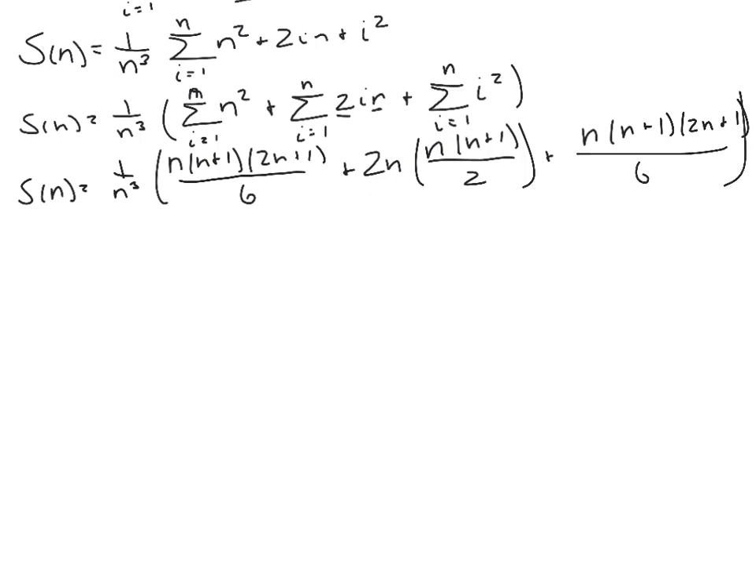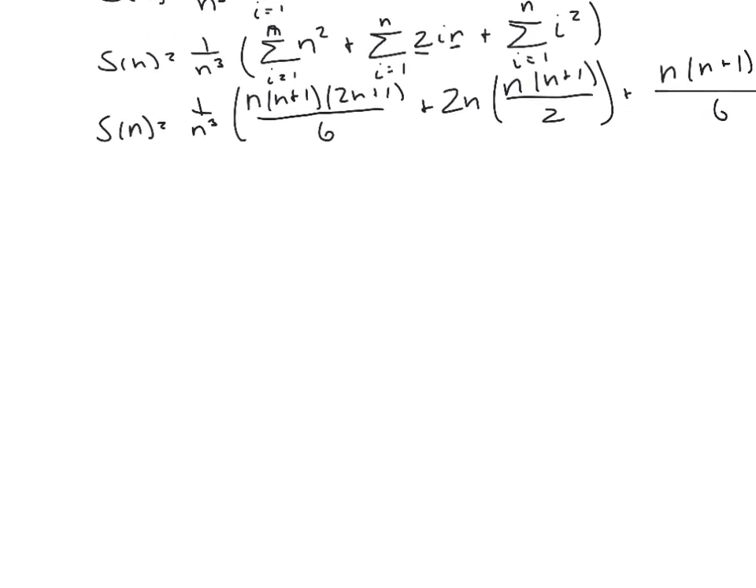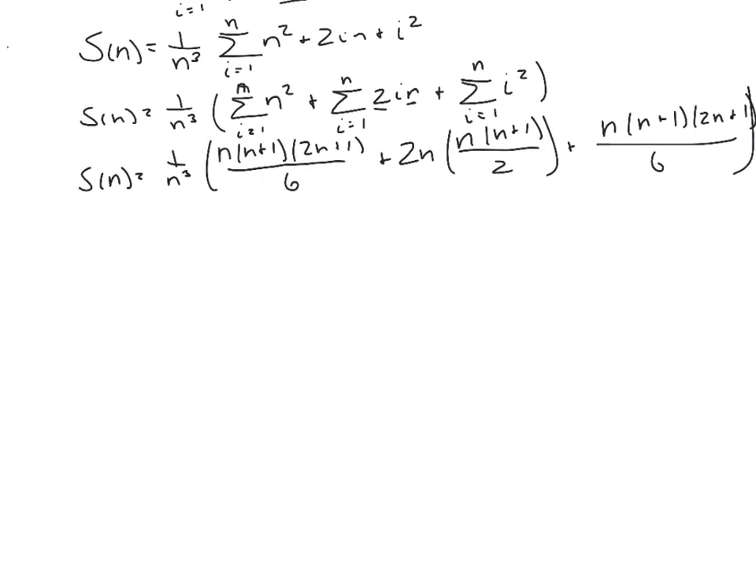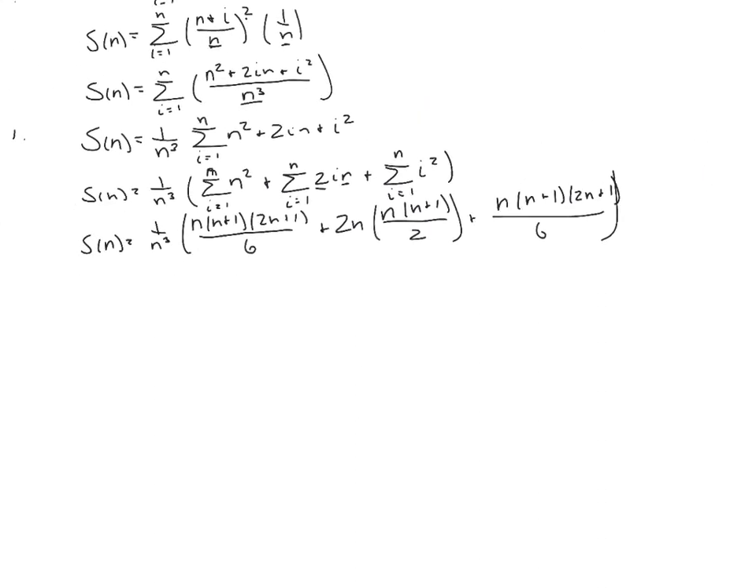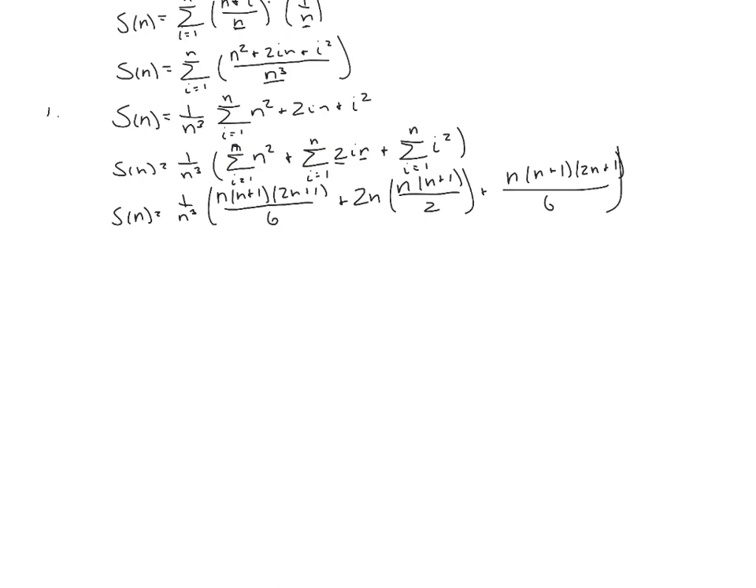So now I can simplify. Let's bring that back over. Let's make that smaller so that I can do some work. We're going to be able to shrink this down a little bit in a minute, and then we'll be able to blow it back up again. So S of n equals 1 over n cubed times, when I multiply this, it's n times n plus 1 times 2n plus 1. So we're doing FOIL on that.